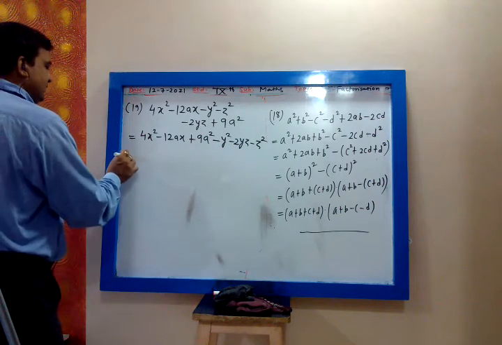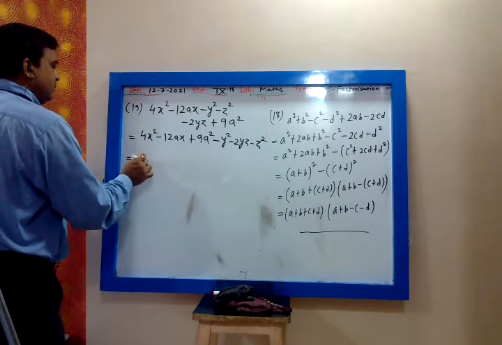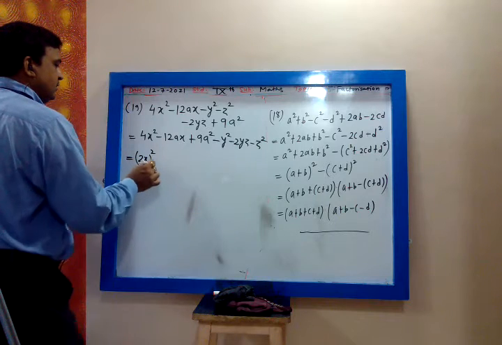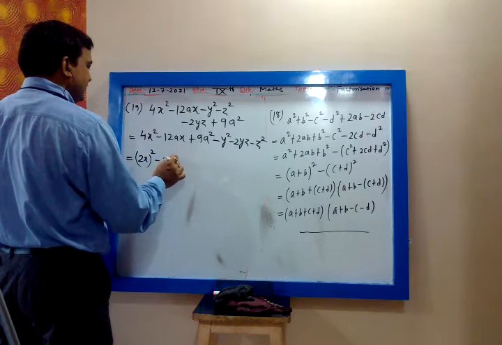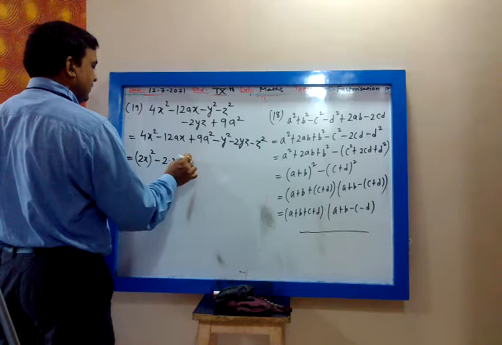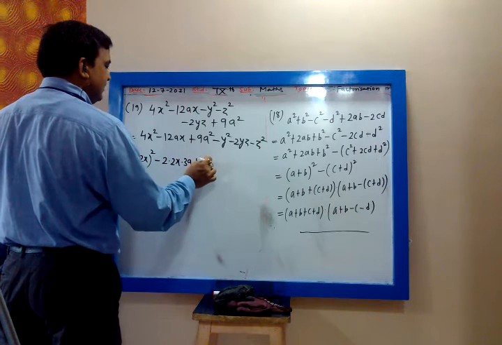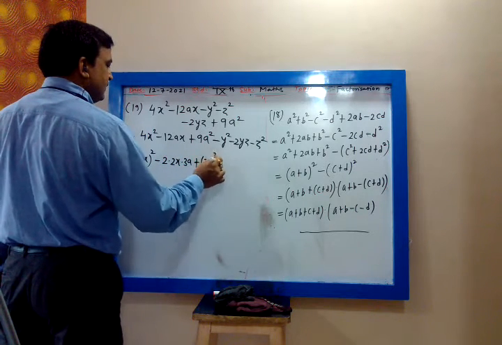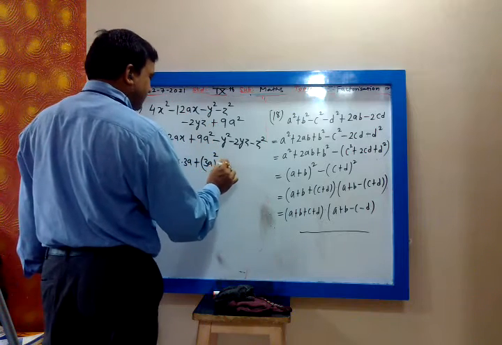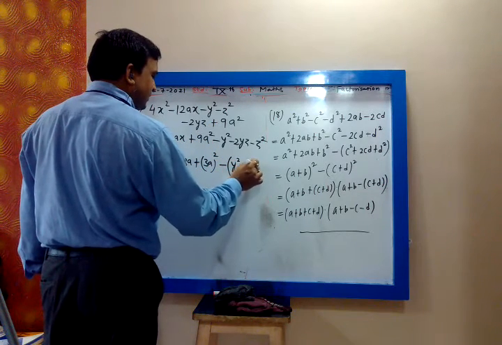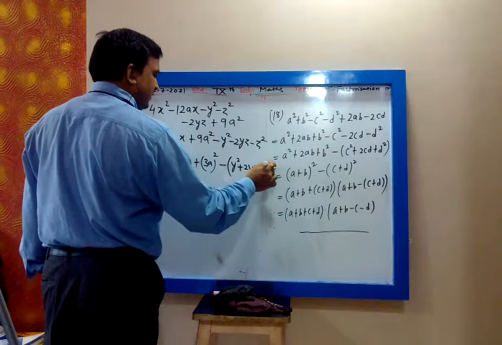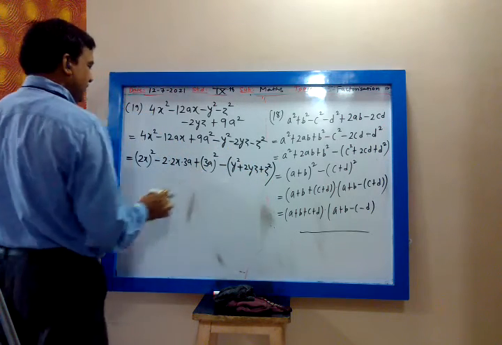Okay, so let us see this. 4x square I can write as (2x) whole square. Then 12ax I can write as 2 into 2x into 3a. 9a square I can write as (3a) whole square. Then there I can take minus common: y square plus 2yz plus z square.